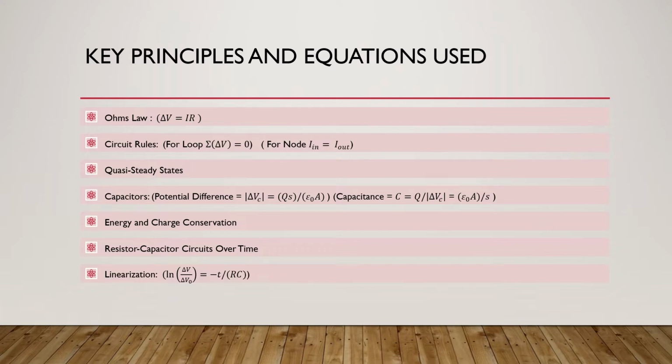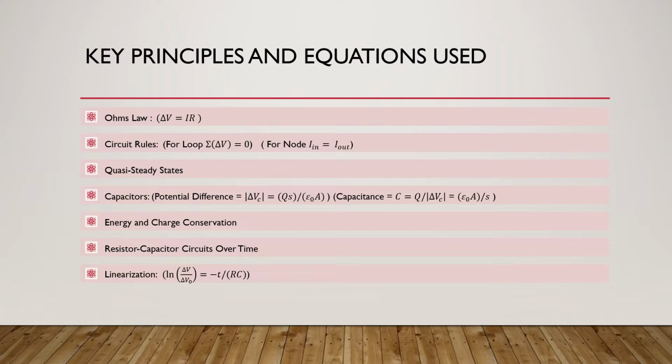We'll also use some of the basic capacitor rules and equations. For potential difference, delta V of the capacitor is equal to Qs over E naught A, and capacitance is C equals Q over delta V of the capacitor, which is also equal to E naught A over S. We'll also be considering energy and charge conservation, the resistor capacitor circuits over time, and this linearization that will be coming in handy towards the second part of the experiment.